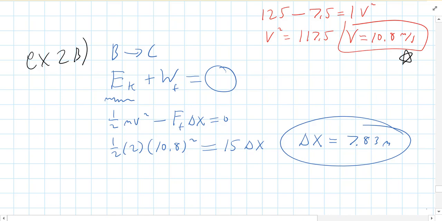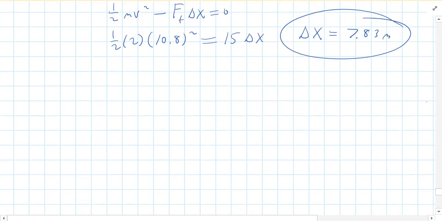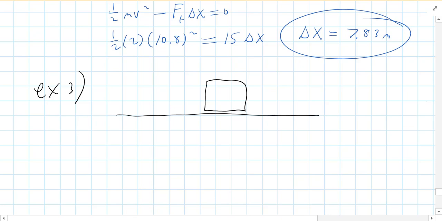Okay. All right. And then our last example, we'll call it example 3. Okay. Let's say we have the ground and you have a big old box. Box has a mass m, which I'll give you in a minute. And let's say you are pushing the box forward.